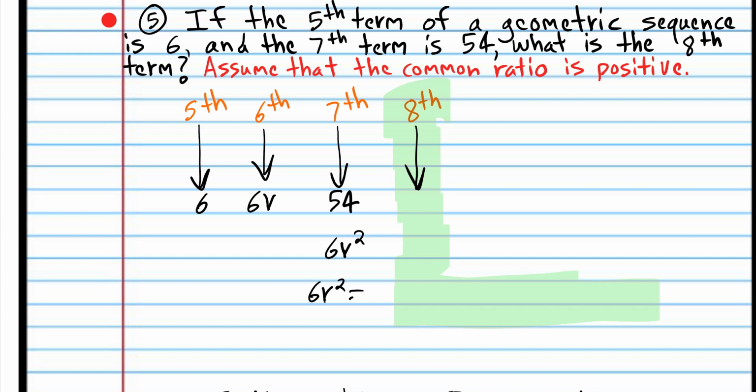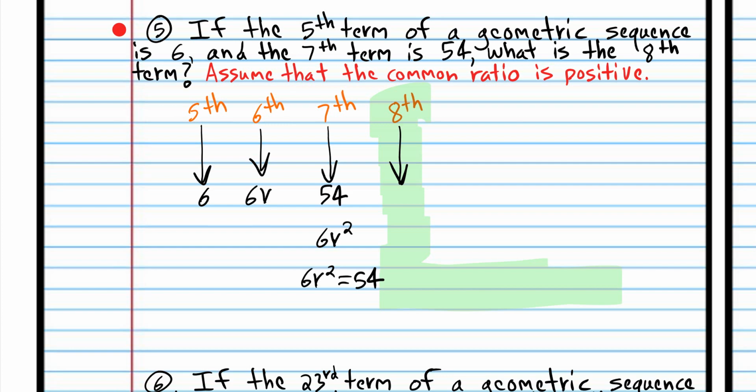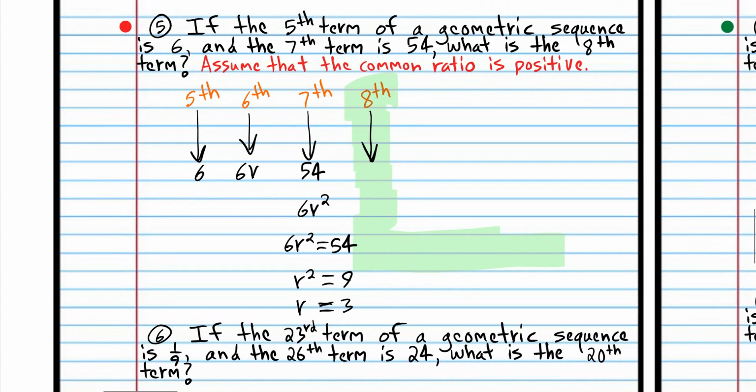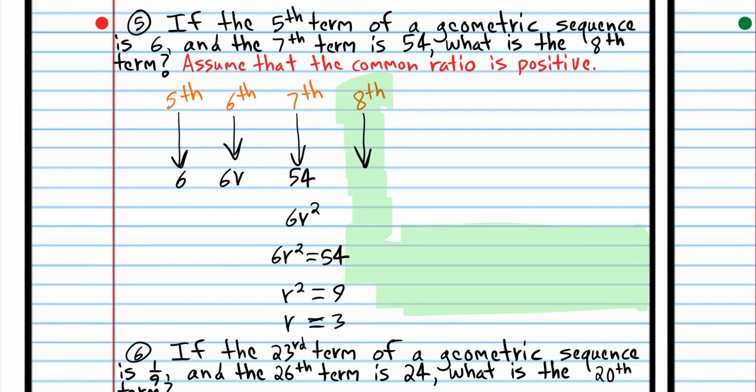So 6r squared should be equal to whatever the 7th term is, but we know the 7th term is 54. So now we're going to divide both sides of the equation by 6, and we get 9. And notice up here in blue, it says assume that the common ratio is positive. So that means that r has to be positive 3, not negative 3. So now that we know r, the common ratio, we can use that to help us find the 8th term.